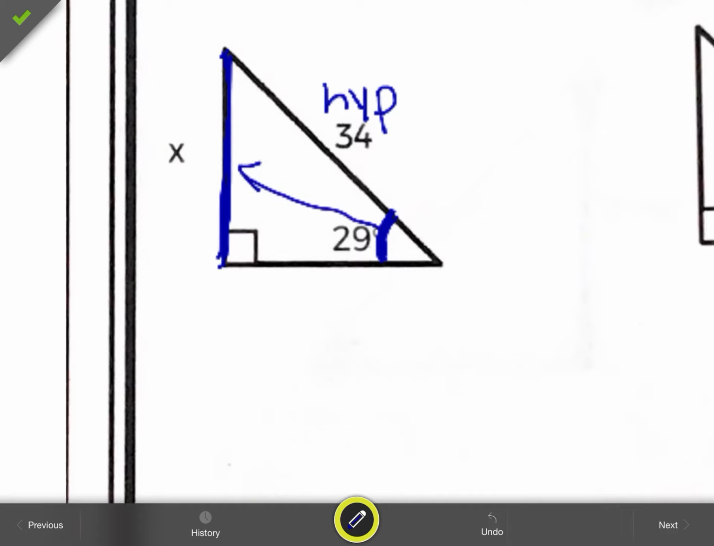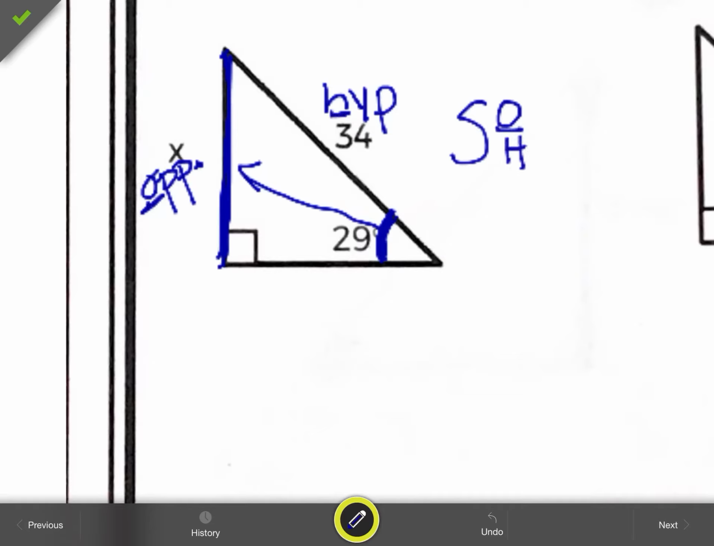So again, it is opposite. Opposite means across from, adjacent means next to or touching the angle. So I have opposite and a hypotenuse. Those are the two pieces of information they're giving me along with the angle. Then once you have that, you have to ask yourself, which trig function is opposite over hypotenuse? Or which trig function has opposite and hypotenuse? Sine. That is your SO.